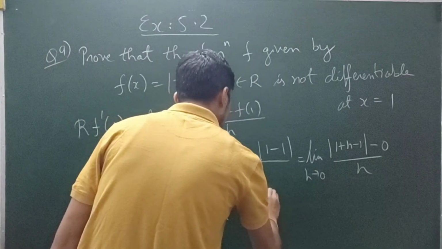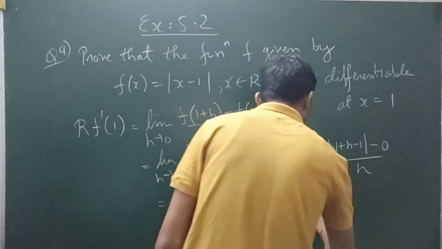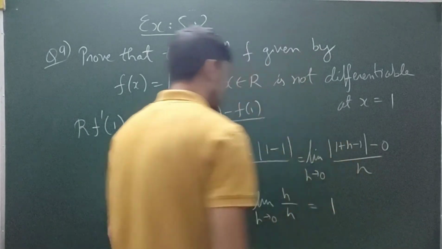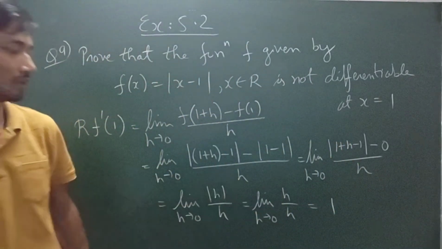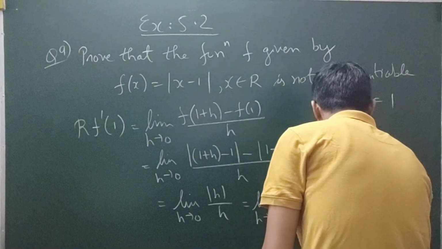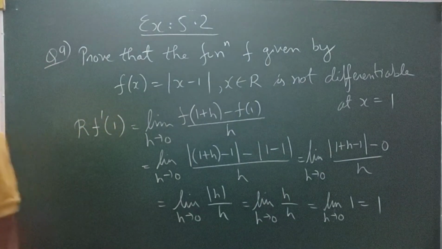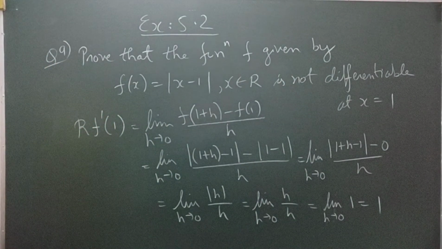Of course, that is the limiting value as h tends to 0 of h upon h. I'm just writing it for you. So this is of course how much? h by h is 1. So as h tends to 0, it's not going to affect the value, that is 1. You can write it down.